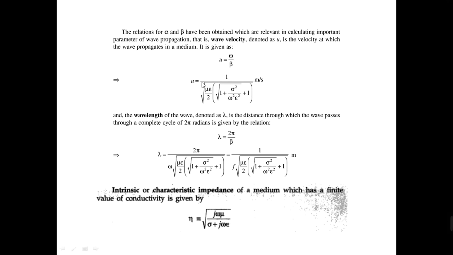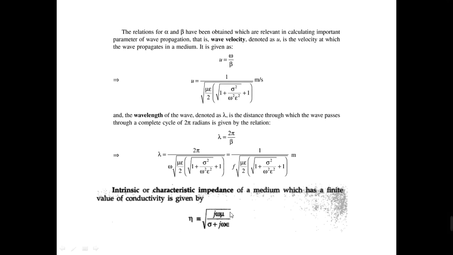And the wave velocity is given as omega by beta. You substitute the value of beta, and you get the velocity of the wave propagating through any medium. The wavelength is defined as the distance through which the wave passes through a complete cycle of 2 pi radians. So lambda is equal to 2 pi by beta. Substitute the value of beta here, and you get this expression.